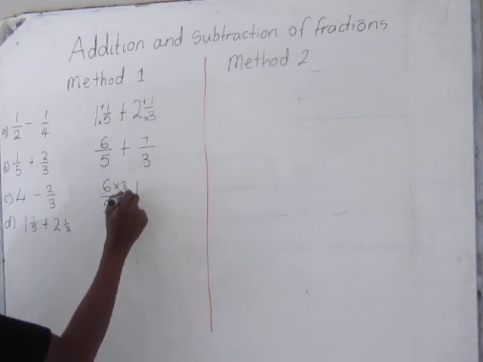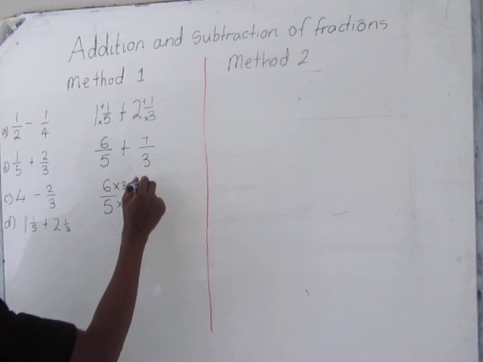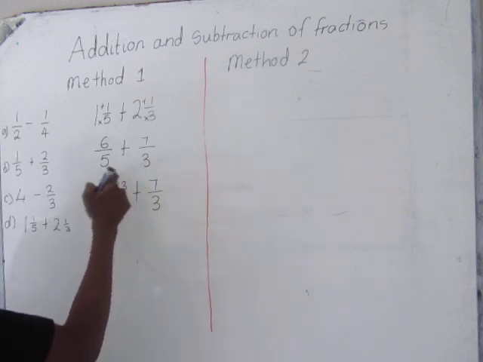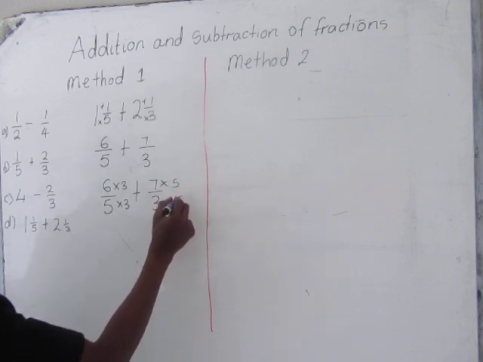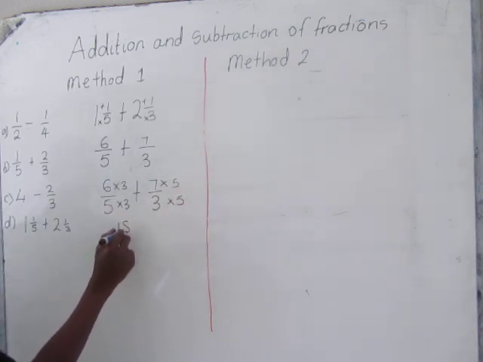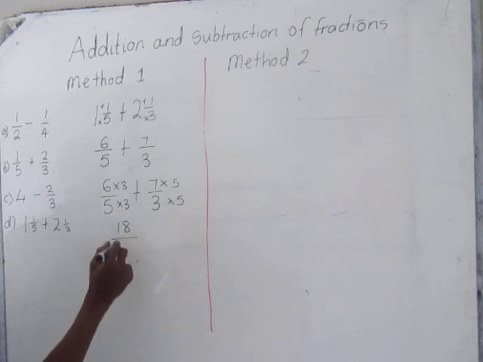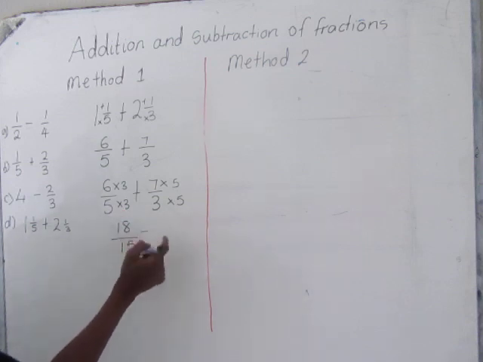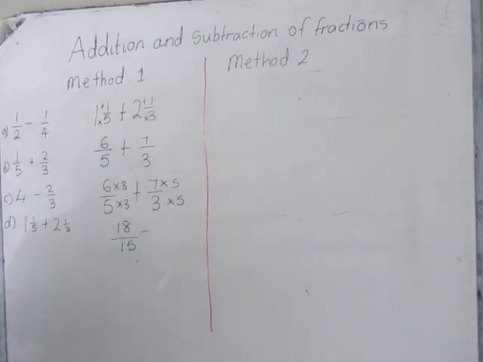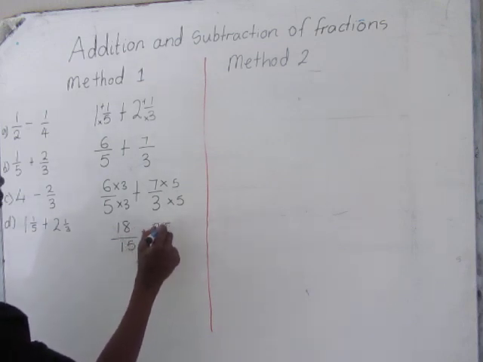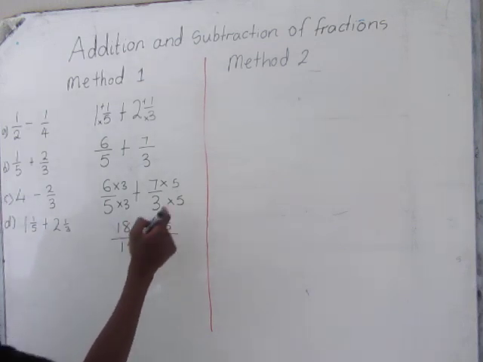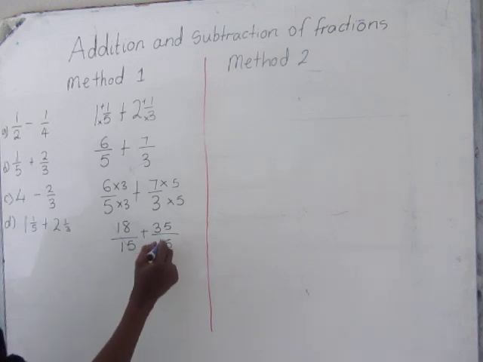And as we know, we multiply the first fraction by the denominator of the second, which is 3, and we also multiply the second fraction by the denominator of the first, which is 5. 6 times 3, that's 18, over 5 times 3, that's 15, minus 7 times 5, which is 35, over 3 times 5, which is 15.